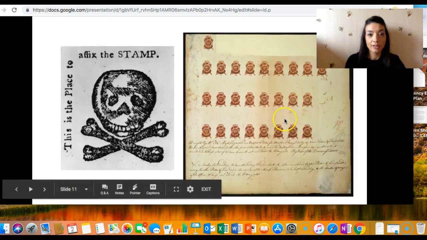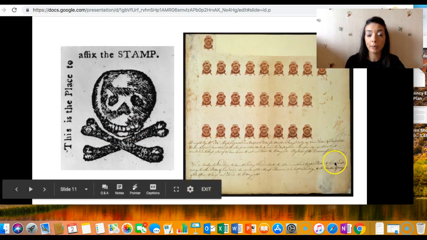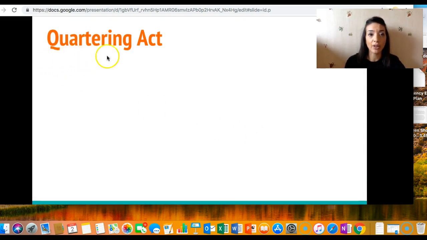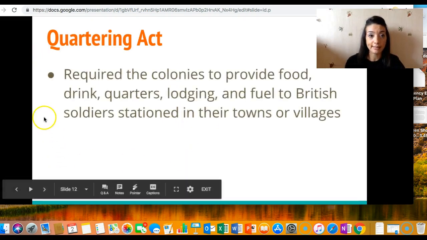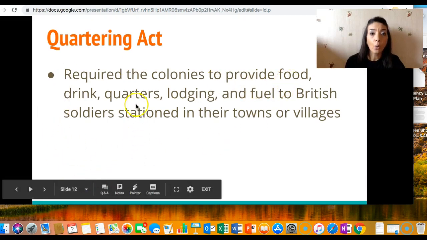Okay, so here are pictures of those stamps that were put on marriage licenses, mailing a letter, for example. Okay, here is the next Intolerable Act, and it's called the Quartering Act. So, the Quartering Act, let's read it together, says that it required the colonies to provide food, drink, quarters.